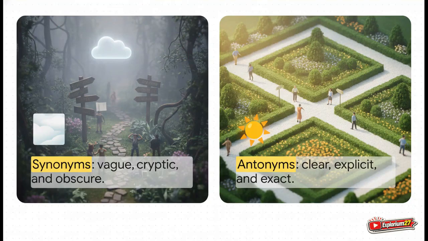To really wrap our heads around it, let's think about its opposites. On one hand, you have this murky, rainy gray area, the world of synonyms like vague, cryptic, and obscure. But when you step out of the fog into total clarity, you get the antonyms, words that are clear, explicit, and exact. And here's a fun fact. If you just slap the prefix un right on the front, you get the exact opposite meaning, unambiguous.